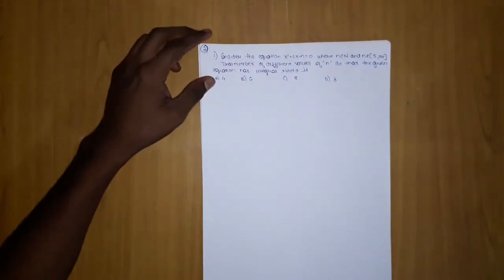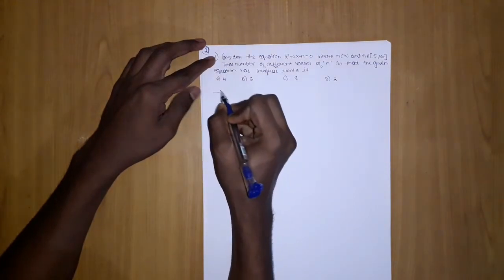The first problem says: consider the equation x square plus 2x minus n equal to 0, where n belongs to natural numbers and n belongs to 5 to 100. The total number of different values of n so that the given equation has integral roots is: a) 4, b) 6, c) 8, d) 3. Now we have to find the total number of different values of n. It is telling us the roots should be integers. Now if you recall, what is the condition for it to be an integer? The discriminant should be integral, meaning a perfect square. So let us just apply that.